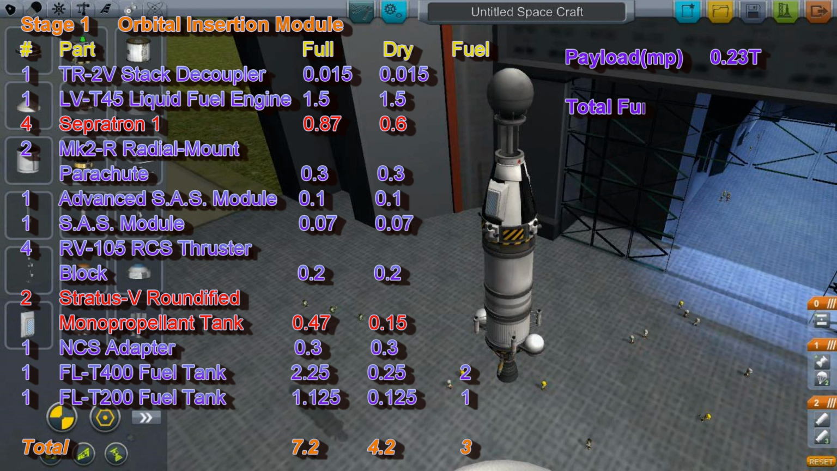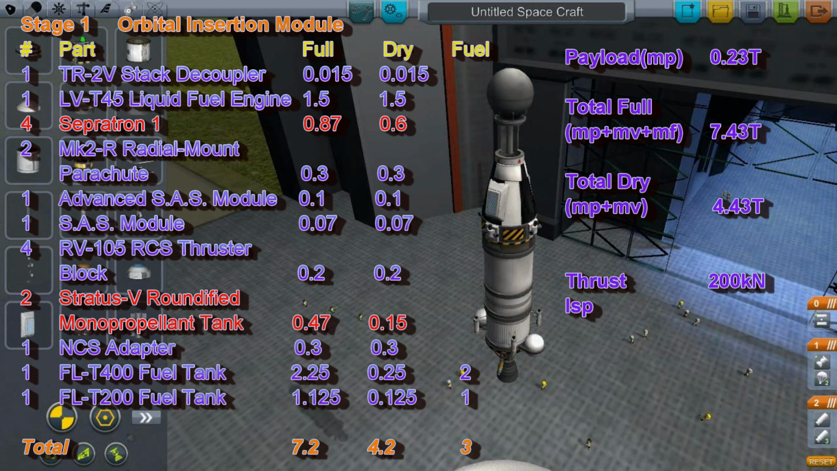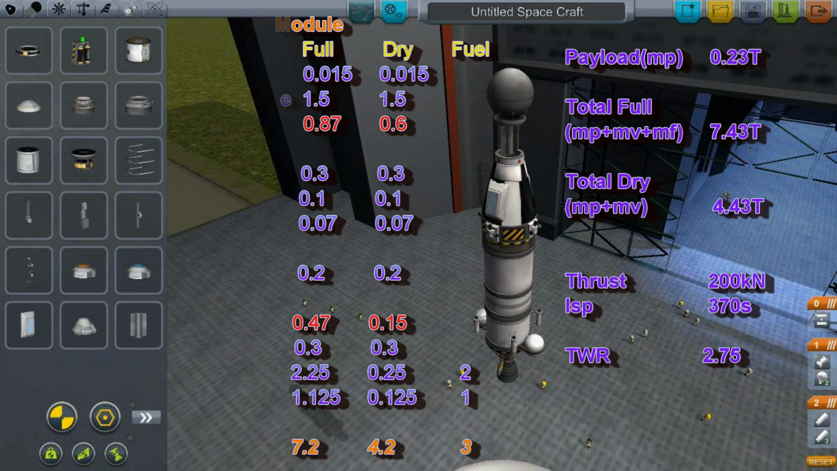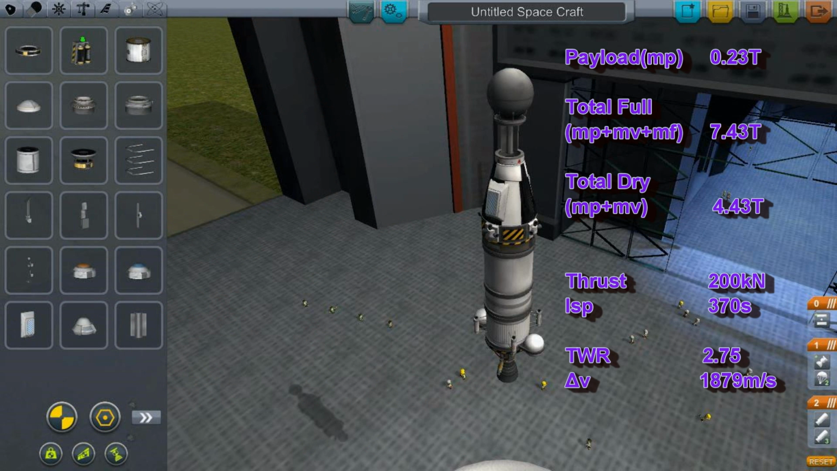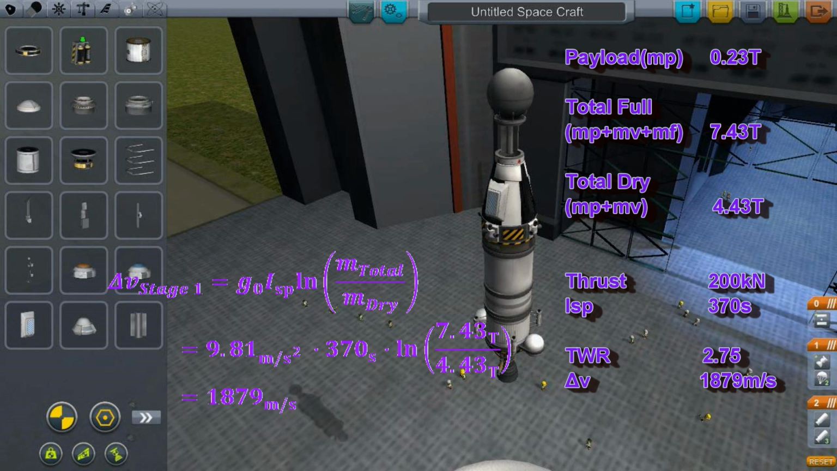So we have all our numbers and we start doing the summary for the stage. Remember, for the rocket equation we need to add the MP or mass of the payload to our total and dry masses. And we have to select an ISP value. Since this stage is for upper atmosphere maybe, but hopefully it really should be in vacuum, we will use the vacuum ISP value for the LVT-45 of 370 seconds.